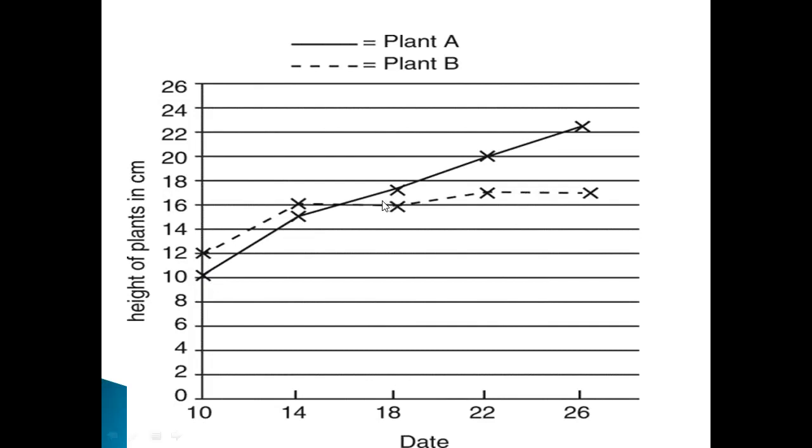And what about plant B? Plant B starting from 12, and then 16, and then it stopped at 17. Plant A shows us 22.5, and plant B shows us 17. Sorry, yes, 17 centimeter. So plant B did not grow well because it was in a dark place.